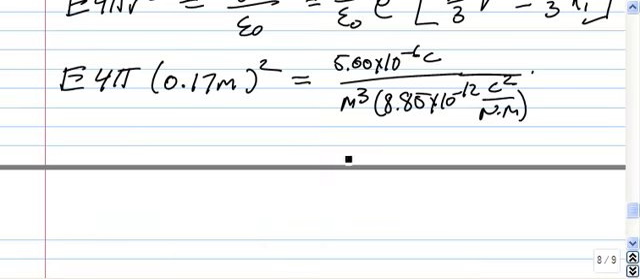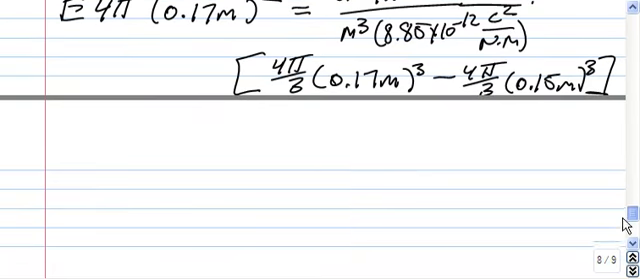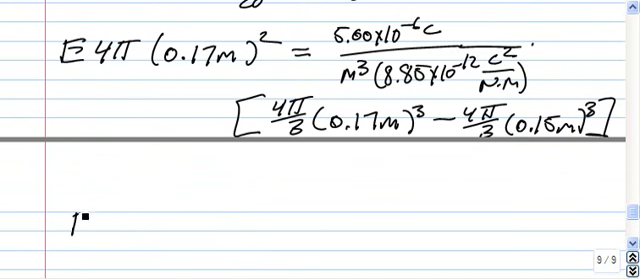Now, the next thing we need to include is the volume terms. 4/3 pi times the Gaussian surface radius in meters cubed minus 4/3 pi times the interior surface radius in meters cubed gives us the volume of where there's actually charge present. I see now that I can solve this for E. If I do a little bit of manipulation, I find that the electric field is 10,000 newtons per coulomb.